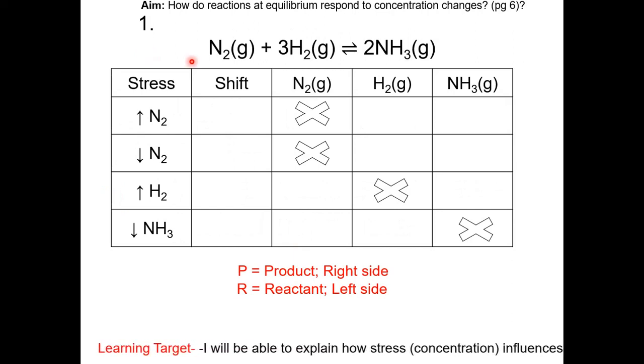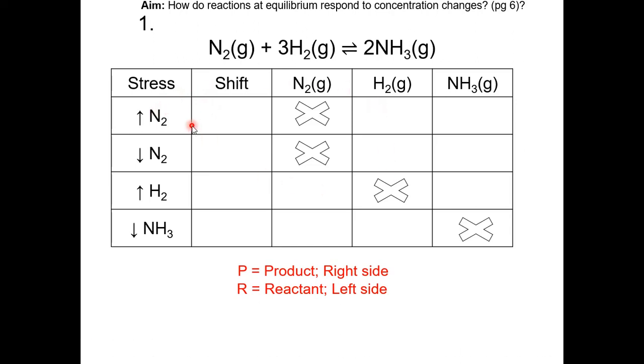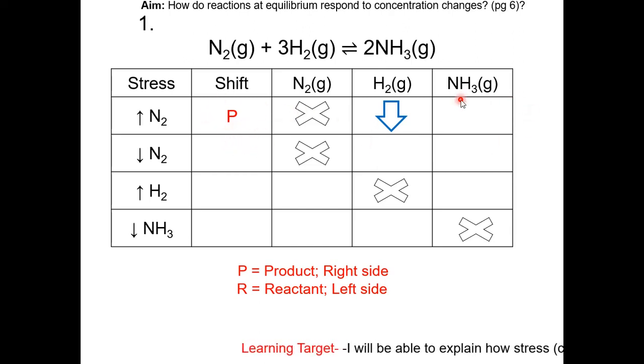In question 1, we're given a reaction at equilibrium. Predict where the equilibrium will shift, where the stress is added, and how the concentration will change. Let's look at the first stress. Here we're increasing the concentration of N2. Since N2 is a reactant, by adding more reactant, it will shift to the opposite side, which is the product side. H2, which is on the reactant side, will decrease because we're favoring the product side right now. NH3 is a product, therefore it will increase.